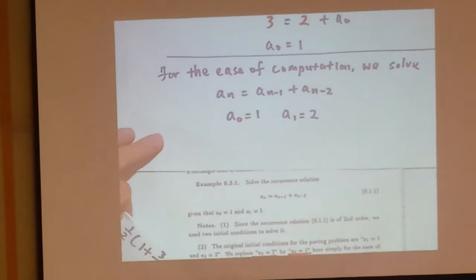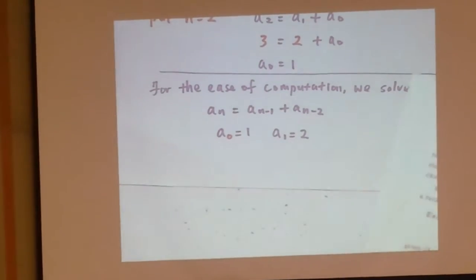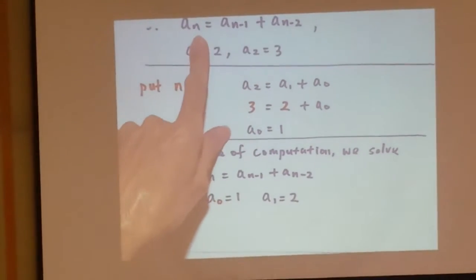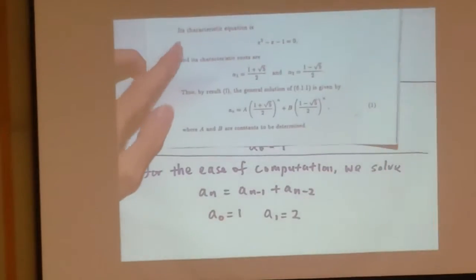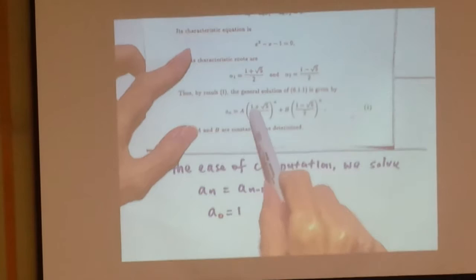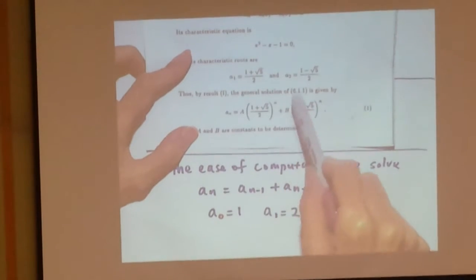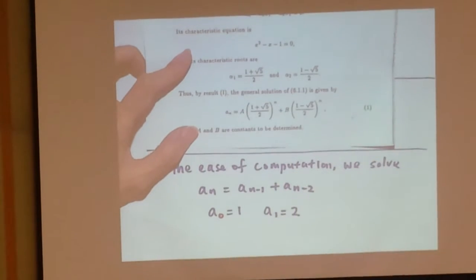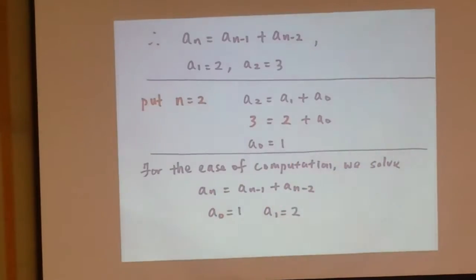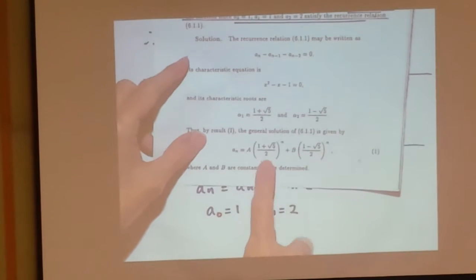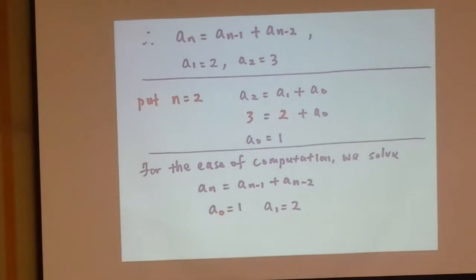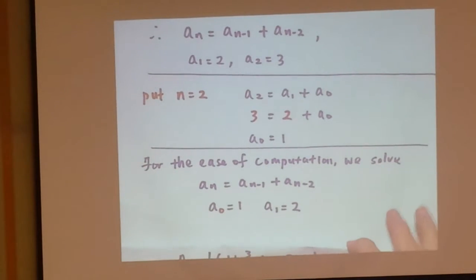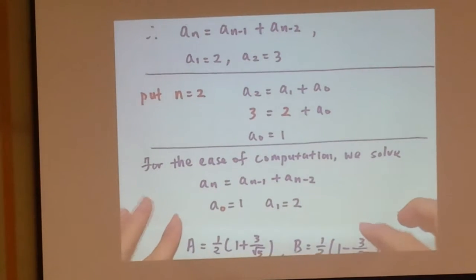So with that, when you solve this recurrence relation, the answer is of this form: A times (1 plus square root 5 over 2) to the power n plus B times (1 minus square root 5 over 2) to the power n. And then you use A0 and A1 to find A and B. So the answer is of this form, with the square root 5, these two terms. Right? So you use these two conditions, you can find A and B.